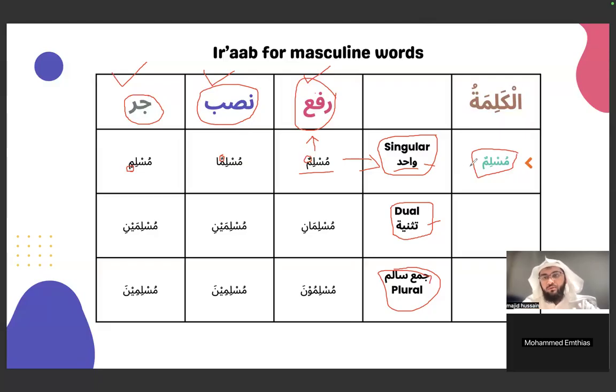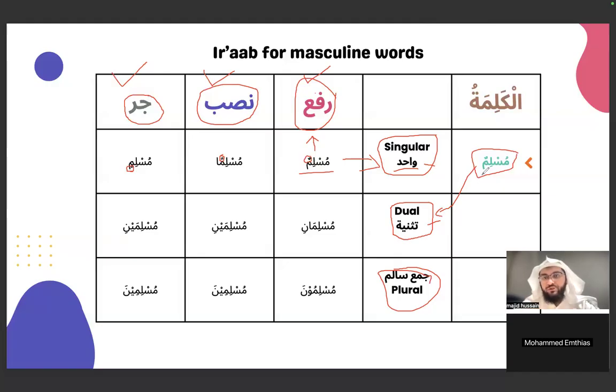Yeah. So now the first word was Muslim and we discussed it in the singular form. Now, the same word, how will this be in the dual form? It will slightly change. In the dual, we call in Arabic tathniya. Tathniya means two, in pairs, together.